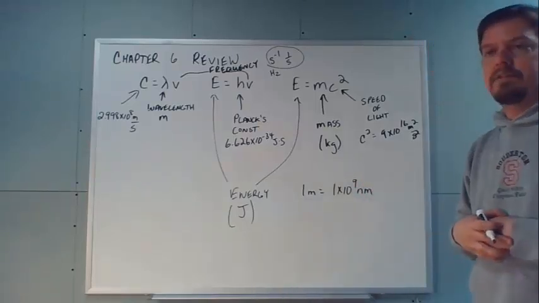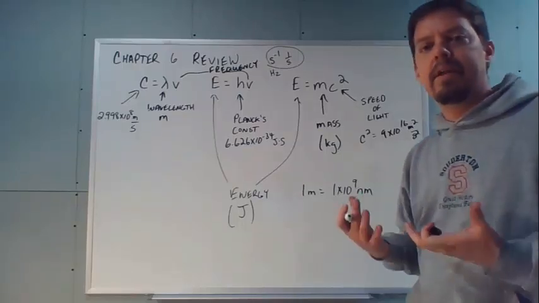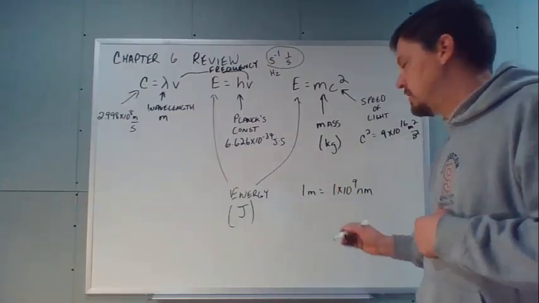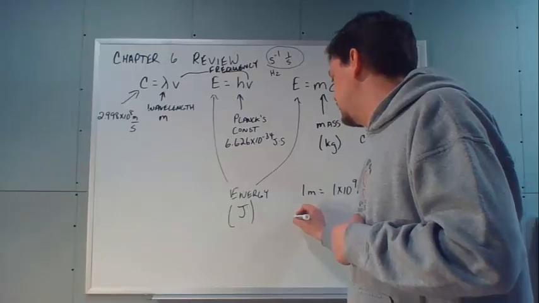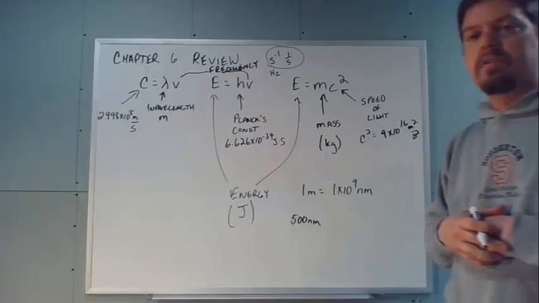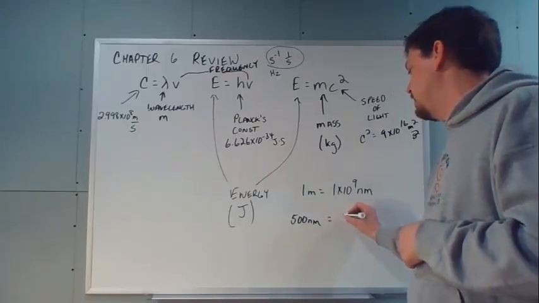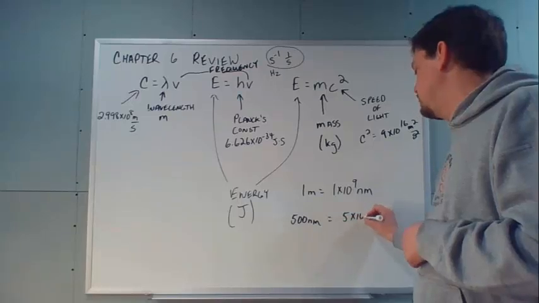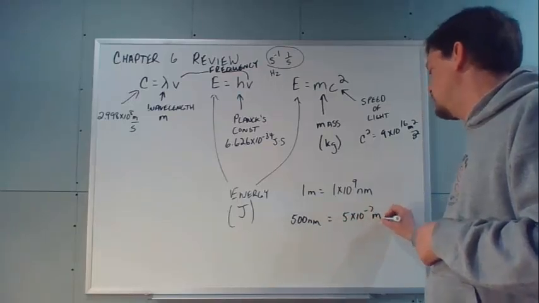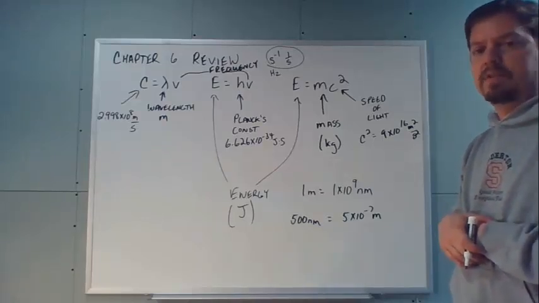So if they had to ask you one of these questions, what they usually do is use a visible light wavelength, which is going to be something in the, let's say 500 nanometer range. So you need to convert that to meters. So just know that whenever you're dealing with visible light, that would be 5 times 10 to the negative 7th meters. You're always going to be in the negative 7th meters with the wavelengths for visible light, right?